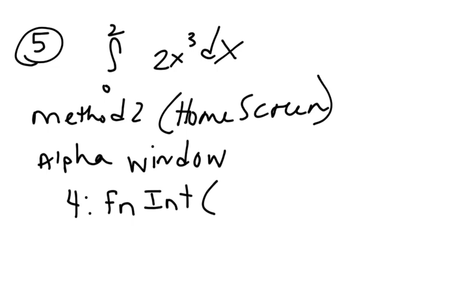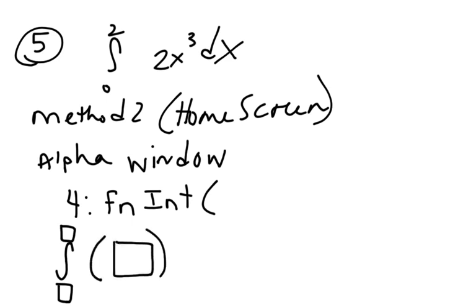So you choose number 4, and then it's going to come up with the little integral with a box at the bottom, a box at the top, parentheses, a box inside of that, and then D and another box. And you're going to just make it look like yours. You're going to cursor over to the lower limit, type a 0, hit enter, arrow up to the upper limit, type 2, hit enter.